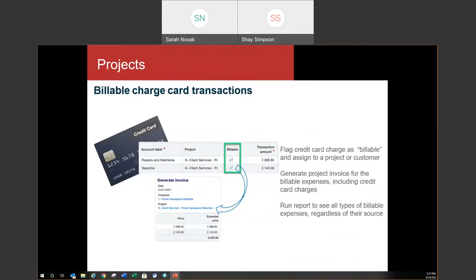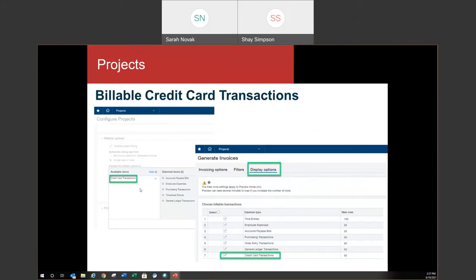All right, now looking at projects. We now have the flexibility of marking credit card transactions as billable if we are using projects. What that's going to do is, for our credit card transactions, if we mark those as billable, we can now generate invoices on those transactions. So again, we just have to make sure that we configure that.